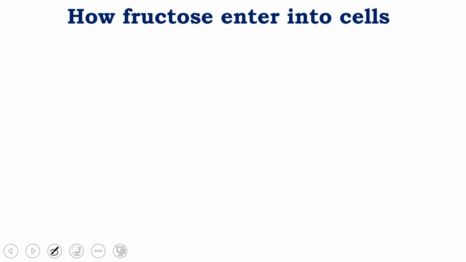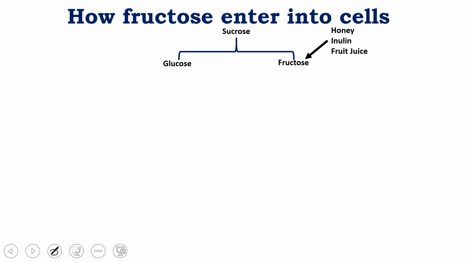Now, whenever we eat any food, how does this fructose enter into our cells? First, we either eat fructose alone in the form of a monosaccharide, or we eat sucrose, or some other component. Whenever we eat sucrose, it is metabolized in our intestine by the enzyme sucrase into glucose and fructose, because sucrose is composed of glucose and fructose. So from the sucrose we get fructose.